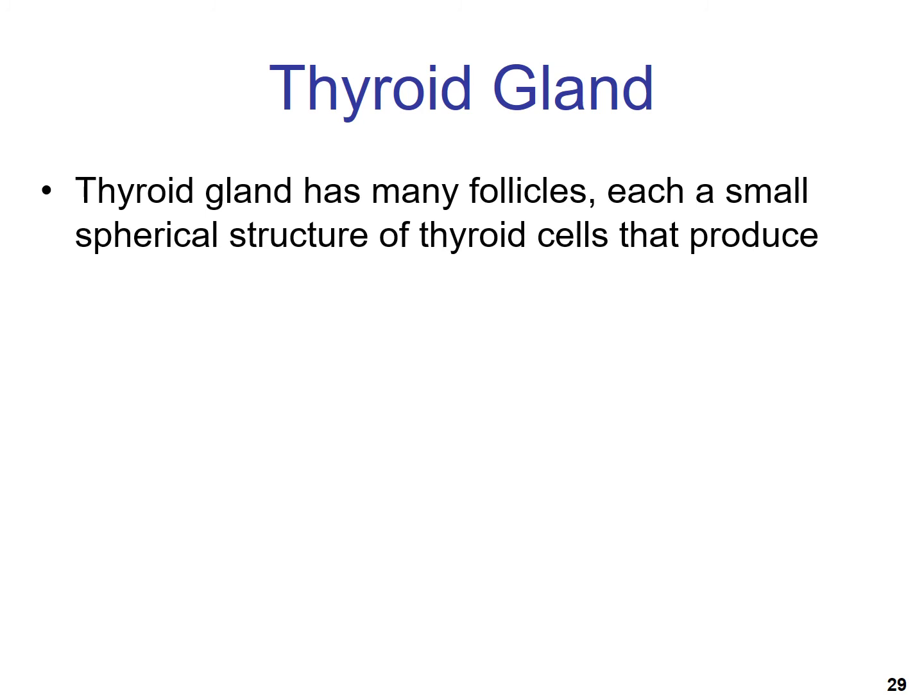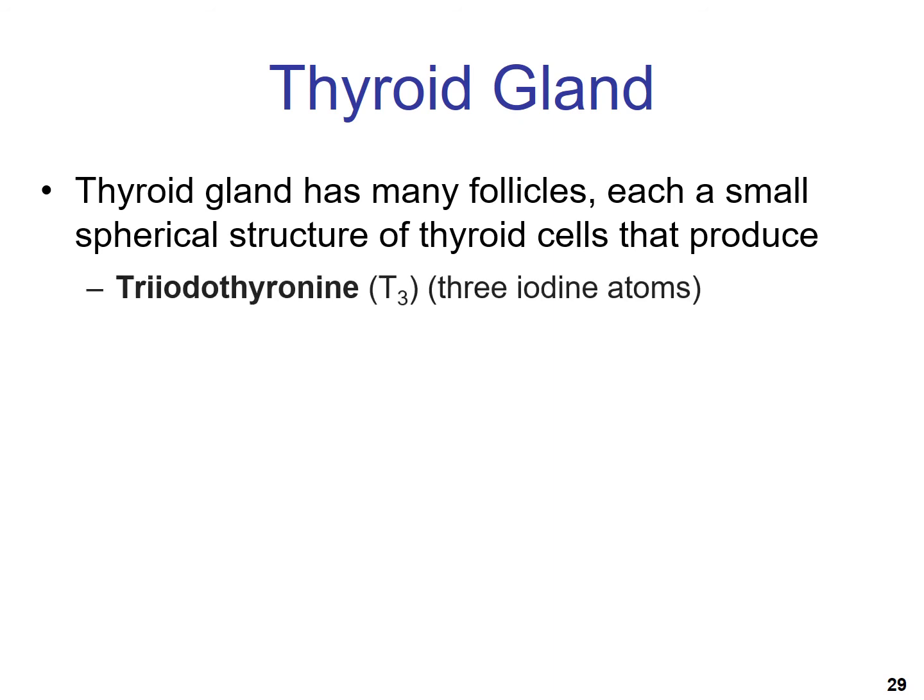So the thyroid gland has a lot of follicles, and each one of these is a structure of thyroid cells, and they produce triiodothyronine, which is otherwise known as T3, and thyroxine, which is also known as tetraiodothyronine, or T4, and this actually has 4 iodine atoms.